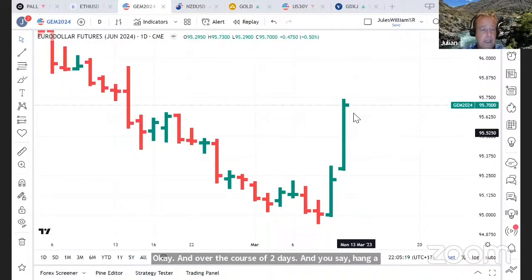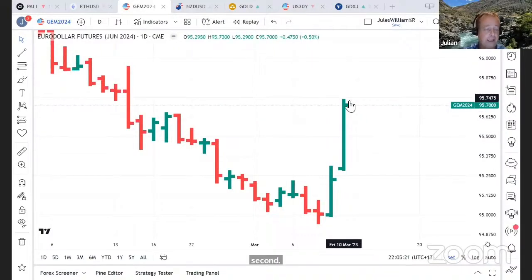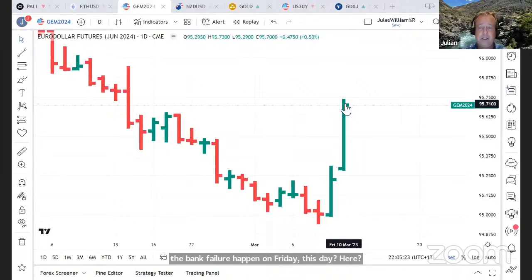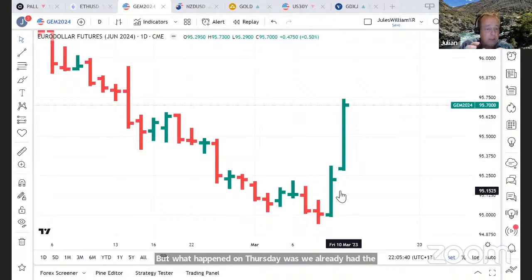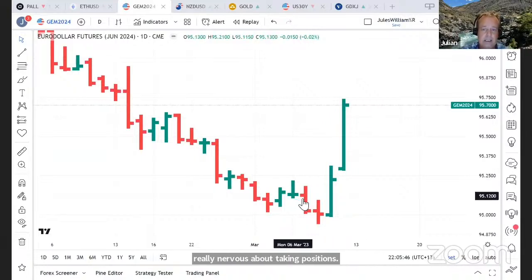This day here, do you remember we had the big unemployment number, and it was all very exciting, with a reasonably big unemployment number, a little bit above expectations. The market was worried about a big unemployment number because it would confirm that interest rates were going to stay higher for longer. But what happened on Thursday was we already had the inklings of something really odd happening. So in front of an unemployment number, when everybody's really nervous about taking positions, the market made a really strong statement and took out 8 days of trading.